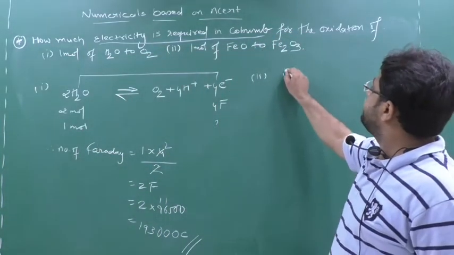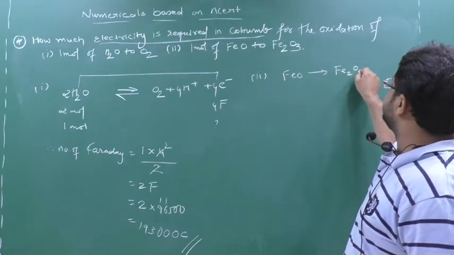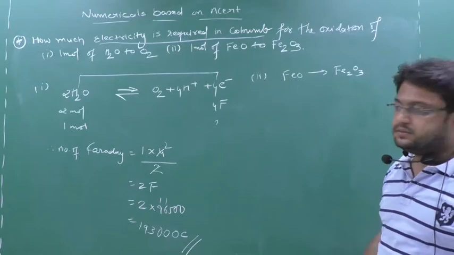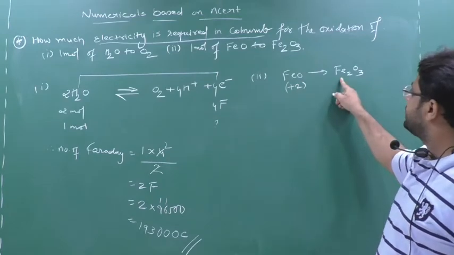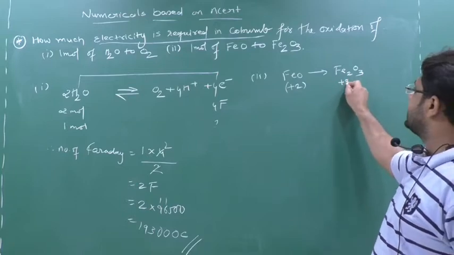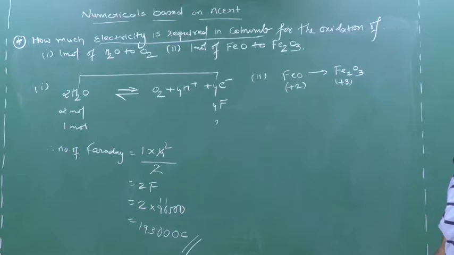compound they have given is FeO to Fe2O3. Now see, check it out here. FeO means here the oxidation number of Fe will be plus 2. Here the oxidation number of Fe will be plus 3. I hope you know this. So plus 2 to plus 3, this reaction is an oxidation. So need not worry about it.